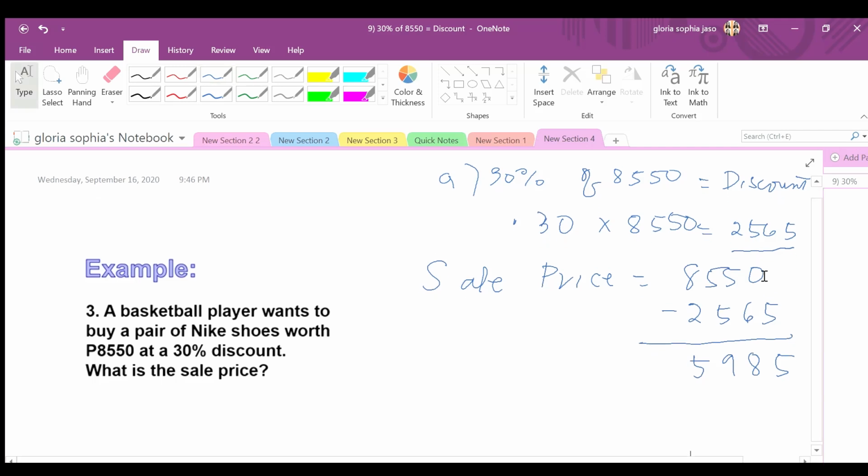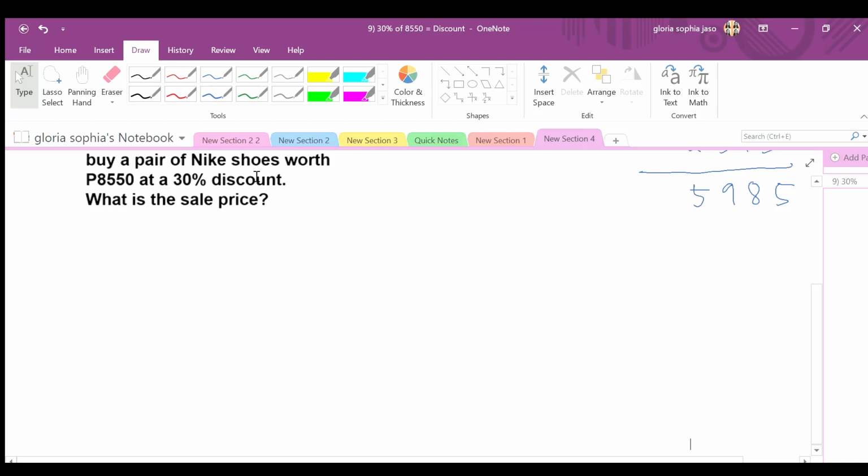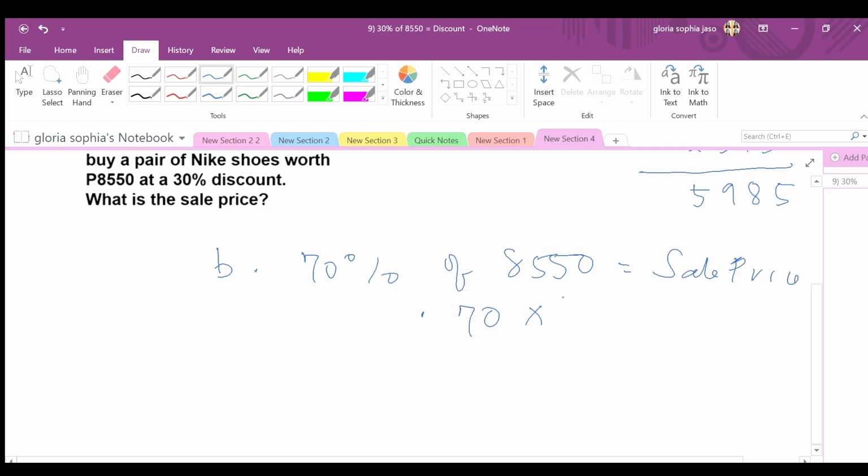And the other solution is, 30% discount, so we will get the 70% of 8,550. And that will be equal to the sale price. So 0.70 times 8,550, and that is equal to 5,985. Okay.